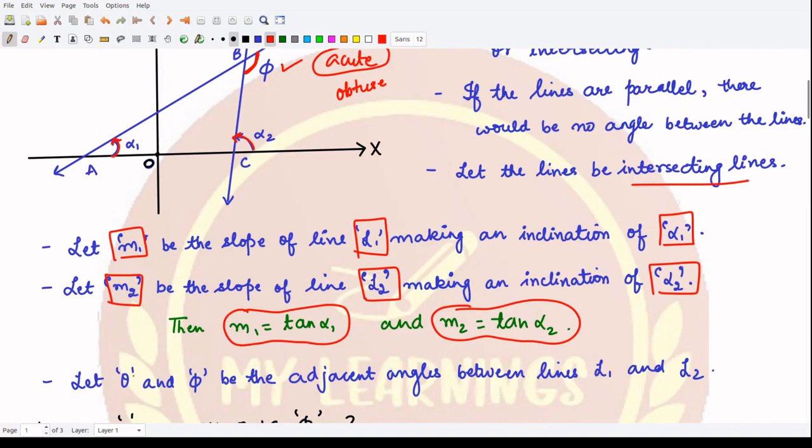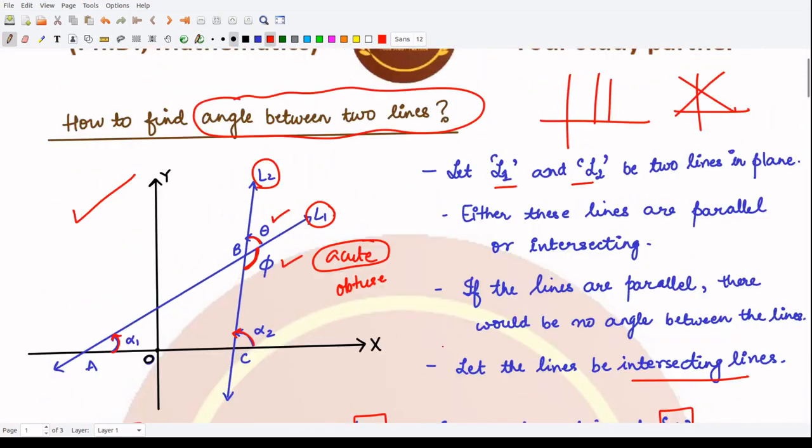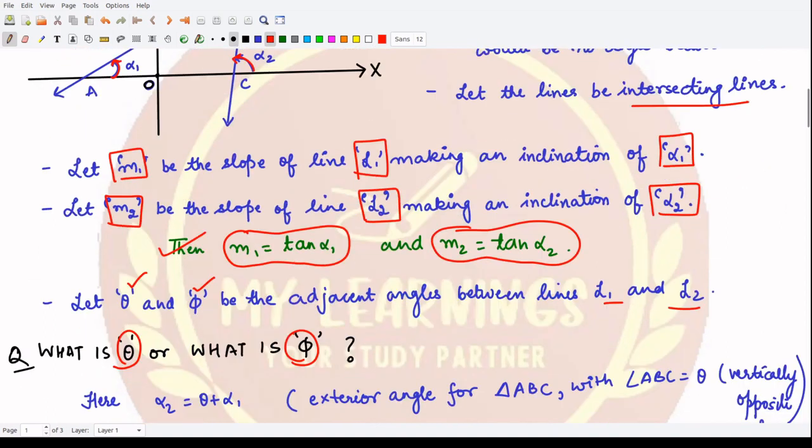As I have told you, theta and phi are two adjacent angles between the lines L1 and L2. Now what is this theta and what is this phi? So we need to determine that. We need to determine how we can know the angle between two lines, right, in terms of the slopes. So you know m1 is tan alpha 1 and m2 is tan alpha 2 according to the definition of slopes, correct? So in terms of m1 and m2, what is the value of theta and what is the value of phi?